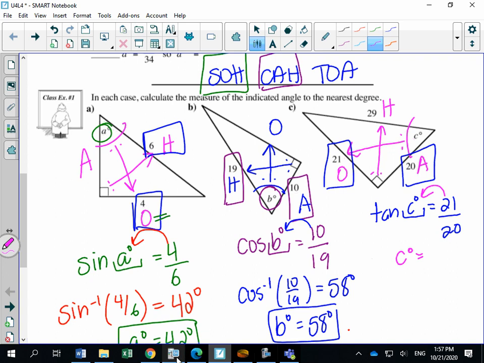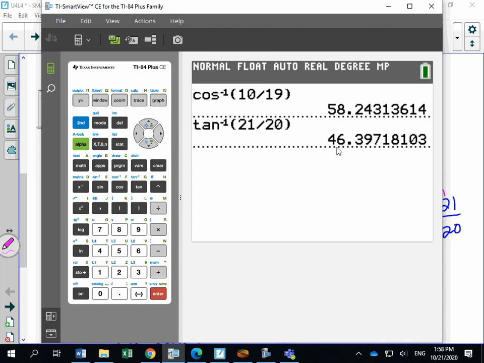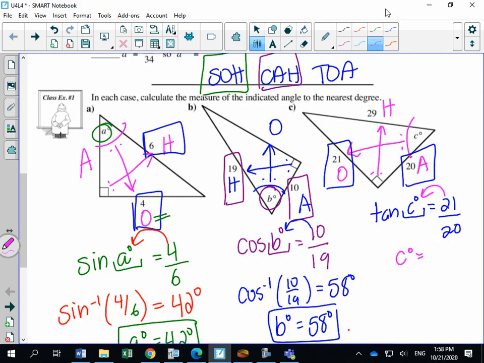So I'm just going to go right on my calculator, inverse tan of 21 divided by 20. So second function, tan 21 divided by 20. Is everybody getting 46 degrees? Okay, so let's box that, and we know that's the answer.